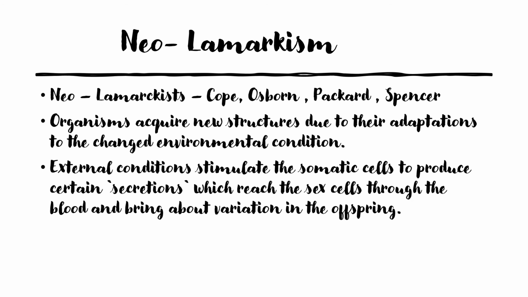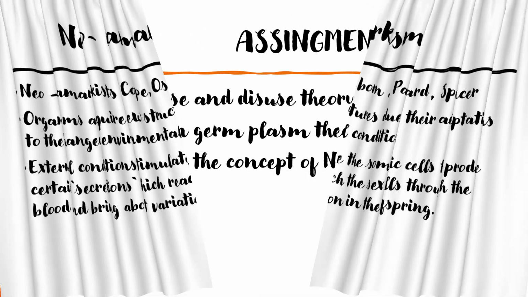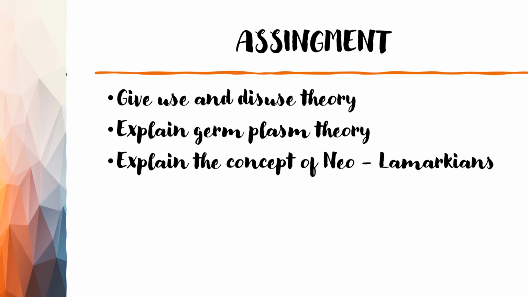Let us see some assignments regarding Lamarckism. The first question is to give the use and disuse theory, with an example. Then explain germplasm theory, which was given by August Weismann. Then the next question is to explain the concept of neo-Lamarckians. Of course, environmental changes may bring changes in characters, or new organs may occur, and this will make changes in the next generation.